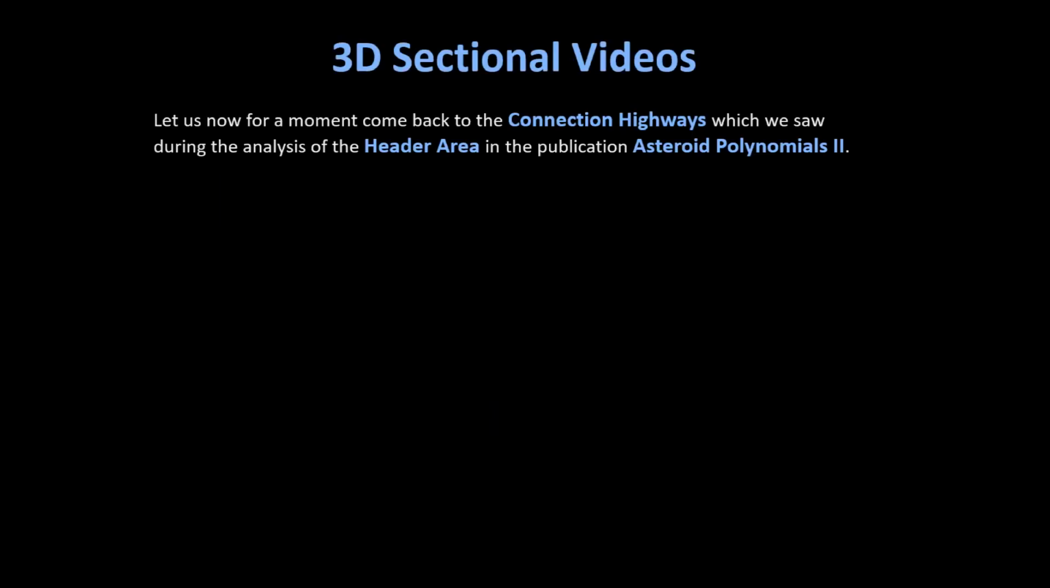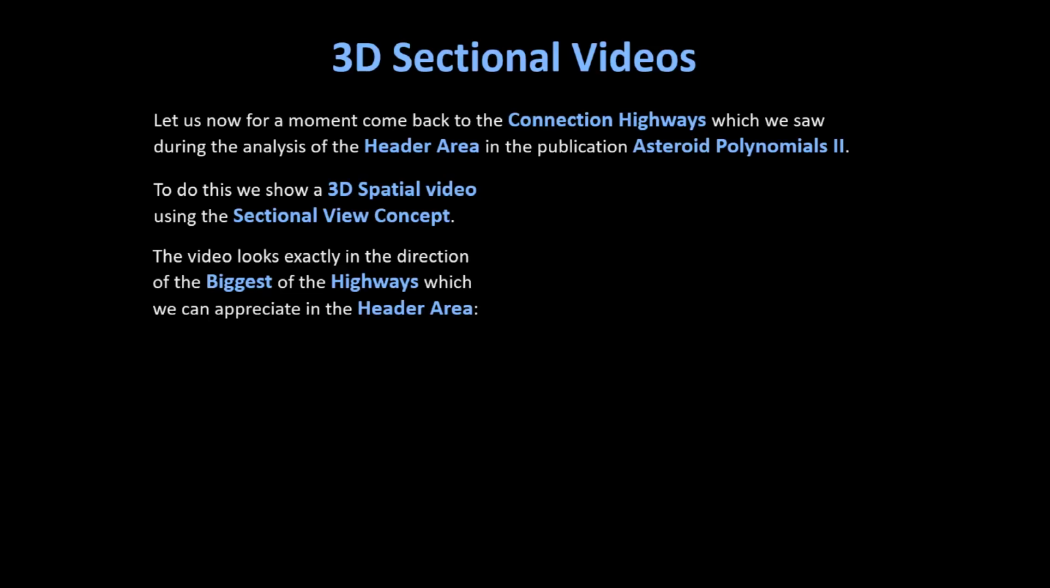Let us now for a moment come back to the connection highways which we saw during the analysis of the header area in the publication Asteroid Polynomials 2. To do this we show a 3D spatial video using the sectional view concept. The video looks exactly in the direction of the biggest of the highways which we can appreciate in the header area.